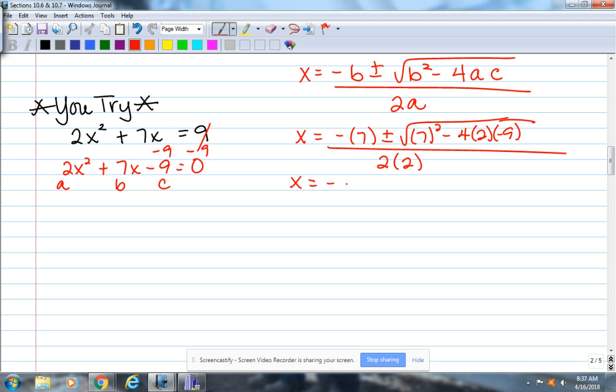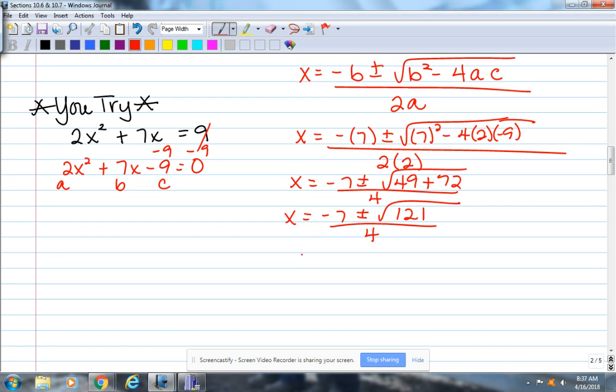All divided by 2 times what's a? So you got negative 7 plus and minus the square root of 49. That's going to be a plus. 8 times 9 is 72. Y'all get that? Over 4. Negative 7 plus or minus square root of, what's 49 plus 72? Oh, another nice perfect square. What is the square root of 121? And then what did you do after you got rid of the square root? Two fractions, negative 7 plus 11 over 4, and x equals negative 7 minus 11 over 4.